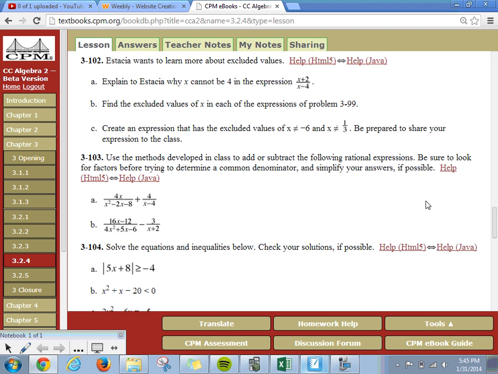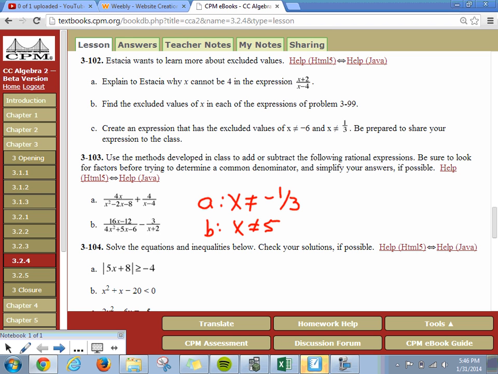In B, it says find the excluded values of x in each of the expressions from 399. So it has you going back to problem 399, and the values that are going to make it undefined. In part A, I'm just going to write them over here. It says that in A, we cannot have x equal to negative 1/3. In B, x can't equal 5.